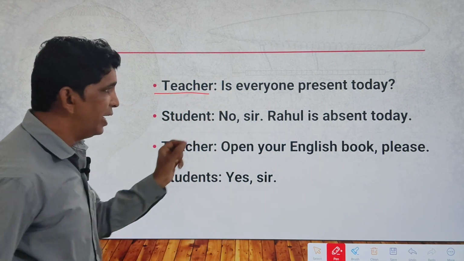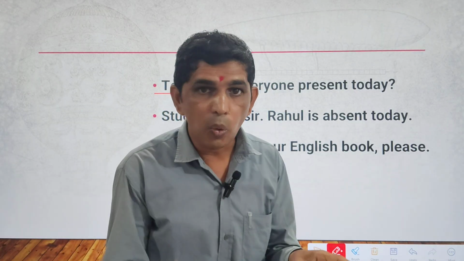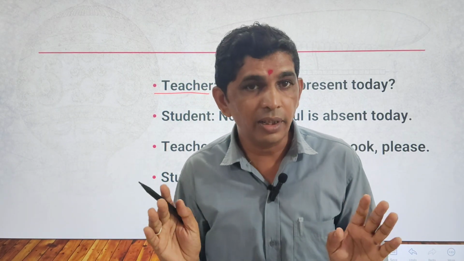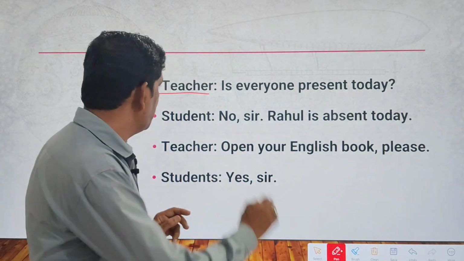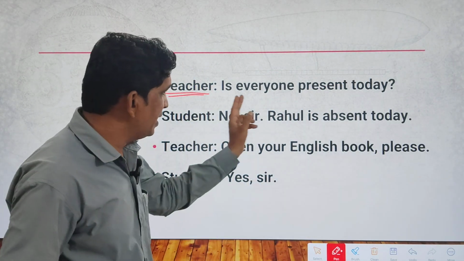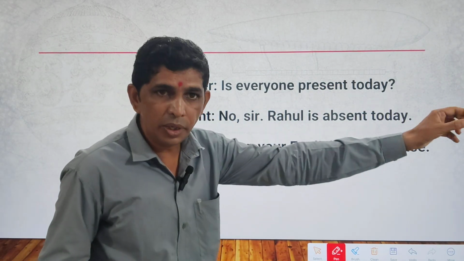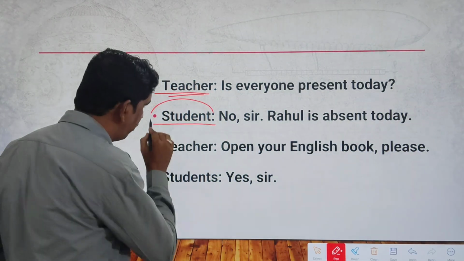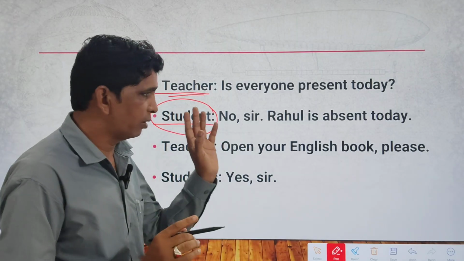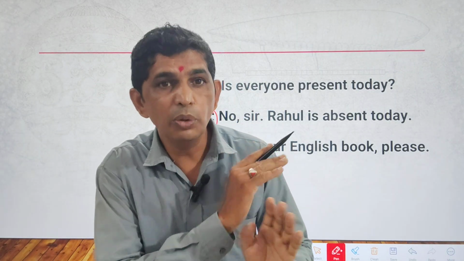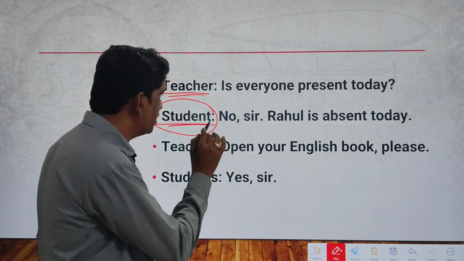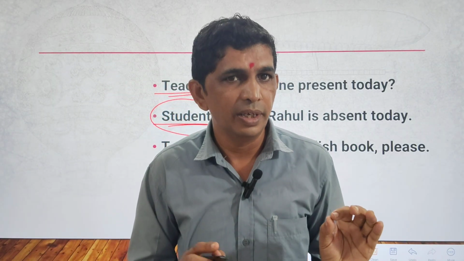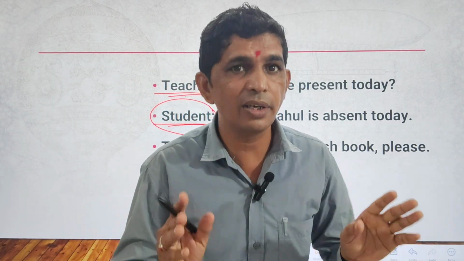Then what will be the next question for the students? The teacher said, is everyone present today? Now, I think that all the students and teachers are at the school, in the classroom. So the teacher asked the students, is everyone present today? Present or not? In response, one student said, no sir. He gave the negative answer. The student said, no sir, Rahul is absent today. Rahul is not present in school today. He has some problems, so he is not present in school today.